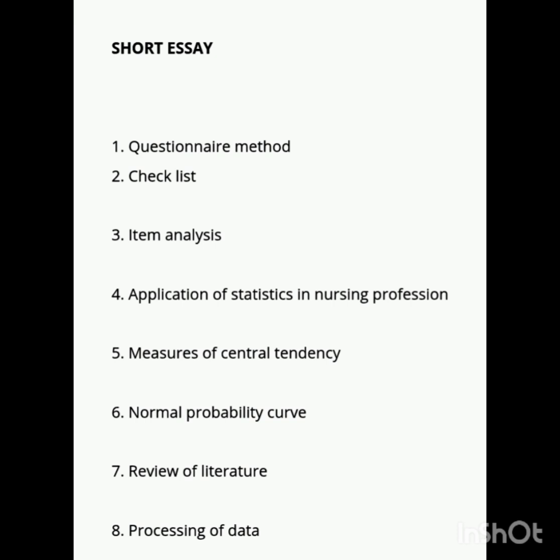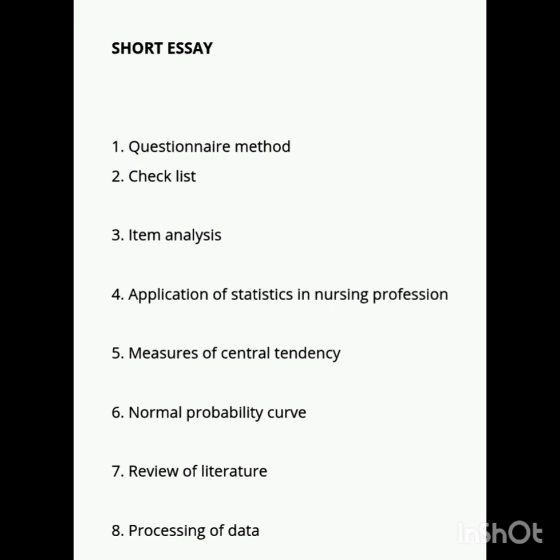Questionnaire method. A questionnaire is a research instrument that consists of a set of questions for the purpose of gathering information. It can be from surveys or statistical studies. A questionnaire can have close-ended questions and open-ended questions, so you need to explain about the close-ended and open-ended questions also.